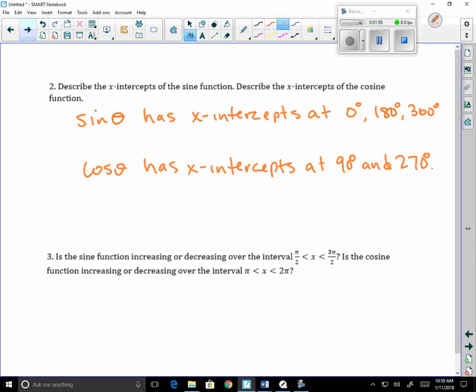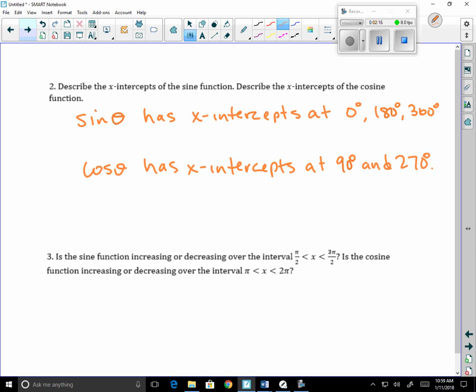And we know that because of the curves we just sketched and because of the unit circle. The unit circle has zeros for sine at 0, 180, and for cosine at 90 and 270. Notice also the zeros are separated by 180 degrees in each one. That's kind of a little hint there.